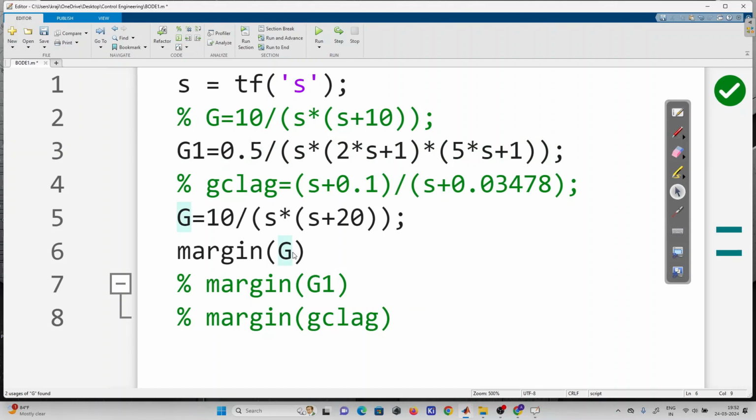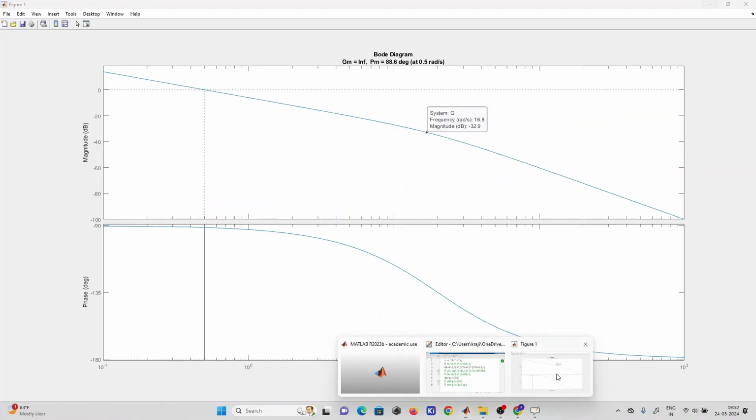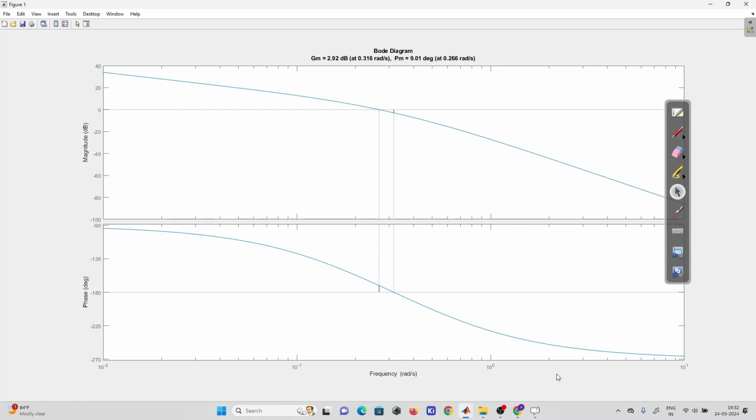That is Z1. So I'm putting here Z1, and this I'm commenting: 0.5 divided by s into (2s plus 1)(5s plus 1). We'll see whether whatever we have calculated is correct or not. See how much we are getting. The same answer we are getting here.